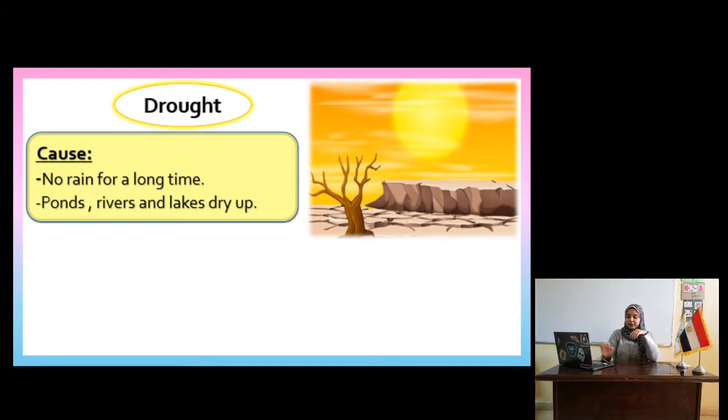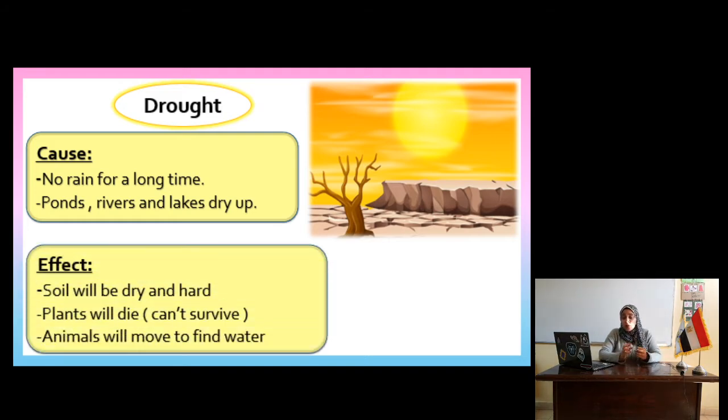So what's the effect? What's going to happen in this environment from the drought? First, the soil will be dry and hard. As you can see, it's hard. It's cracked. The plants will die. As we can see here, the tree is dead. They can't survive without water. Also, the animals will move. They will try to find some place else to live, to find water and food.